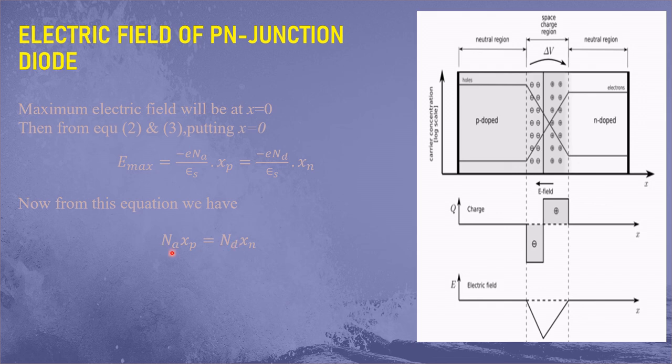This states that the negative charge per unit area in the P region is equal to the positive charge per unit area in the N region. So this is the electric field concept of the PN junction diode. I hope you understand this topic. Thank you.